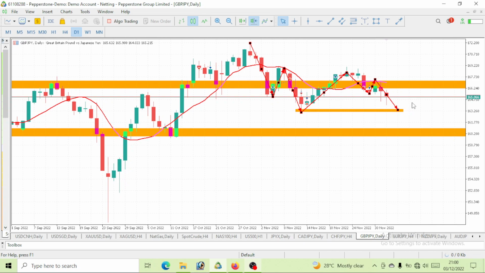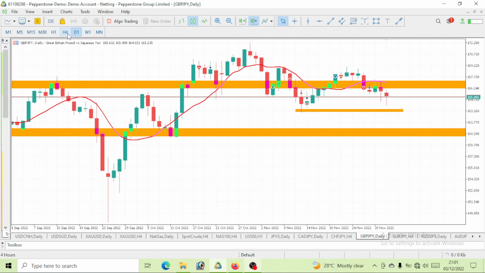So this GBPJPY on the daily time frame also, we are speculating a bearish move. Notice monthly time frame, we are expecting a bearish move. Weekly time frame, we are also expecting to sell. We are expecting a bearish move. We are expecting this week that we are predicting for, GBPJPY to close bearish. Now this daily time frame, we are also expecting a bearish move.